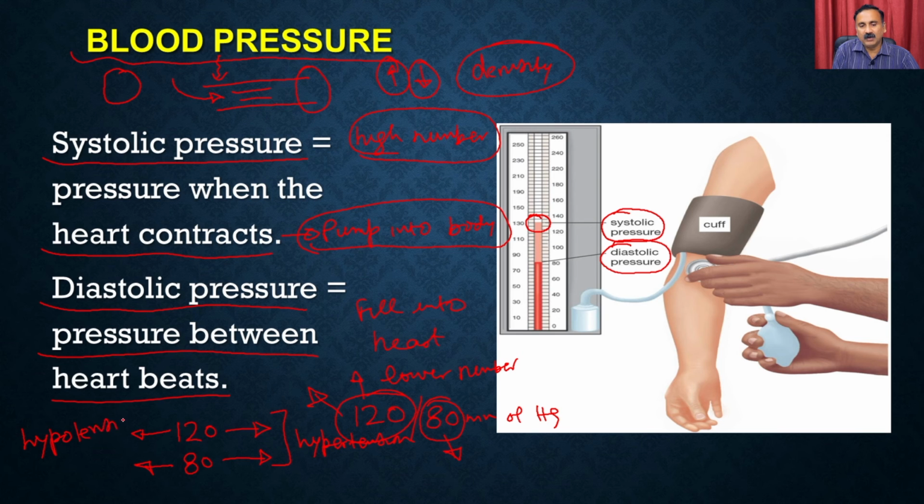hypotension, and both of these conditions are problematic, and they are responsible for different types of damage to the body. If there is hypertension, it causes problems to the blood vessels and can break them. If it is hypotension, then it does not provide adequate nutrition to the different parts of the body, and that is how it affects that particular part of the body.